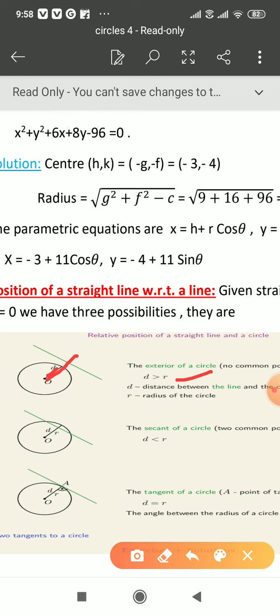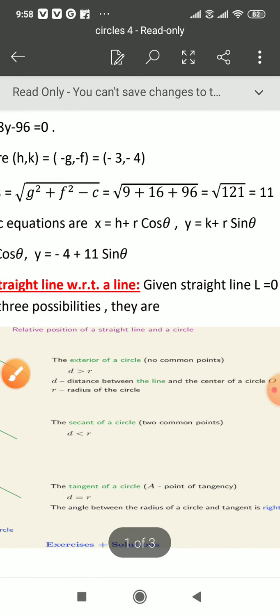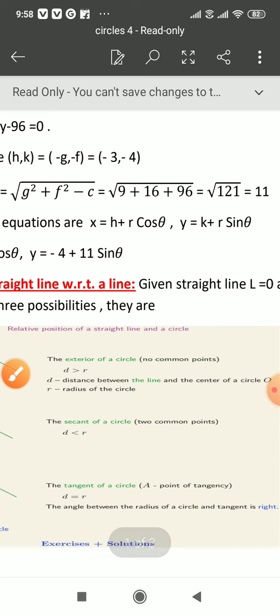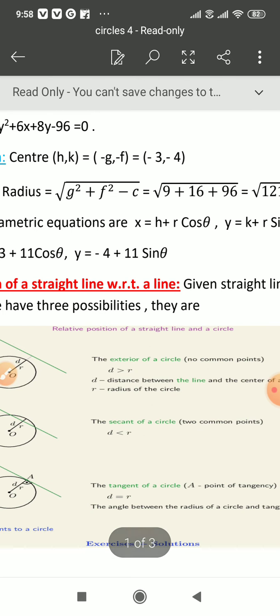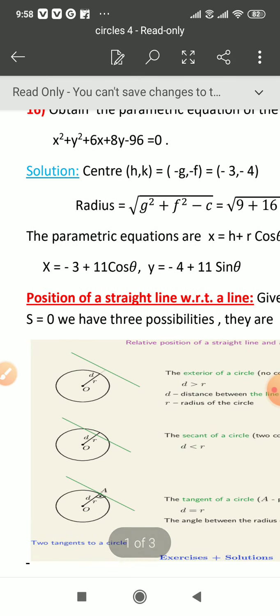So, d means the distance from the center to the line is denoted by d. Okay, remember that. That d is greater than r, the line is external to the circle, and there are no common points between the circle and the line.